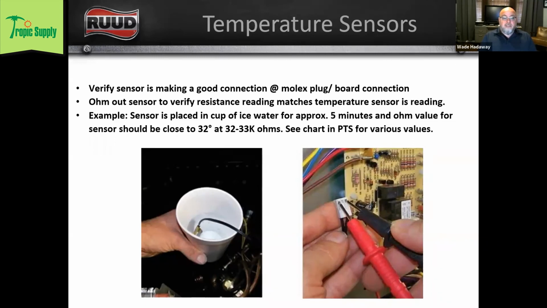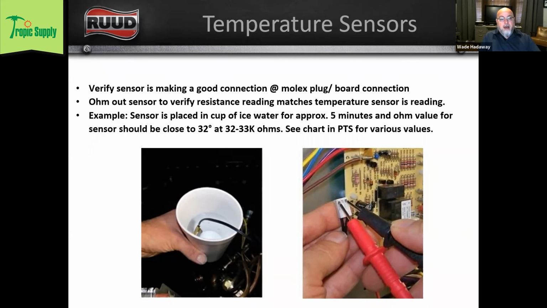Then check resistance, right? So all of the thermistors that we use are 10,000 ohm at 77 degree thermistors. And I sent a temperature resistance chart to Nicole yesterday. After this class, she'll send that out to you so you'll have it. It's also available on PTS. Every temp sensor that we use uses that same logic.